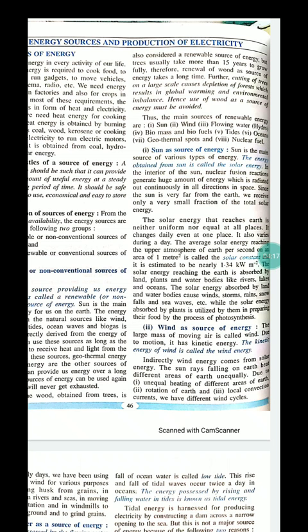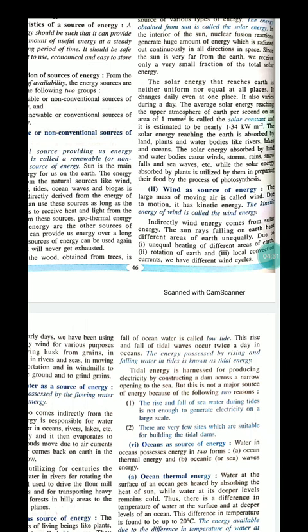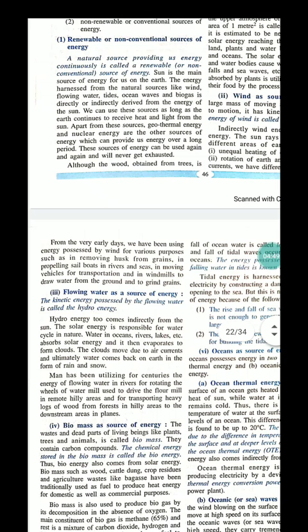Now, wind as a source of energy. The large mass of moving air is called wind. Due to motion, it is kinetic energy. The kinetic energy of the wind is called the wind energy. How will we use it? We will use this wind energy in the windmill for rotating the blades, and by rotating the blades we will rotate the turbine. From there the turbine will give the electrical energy or the mechanical energy.